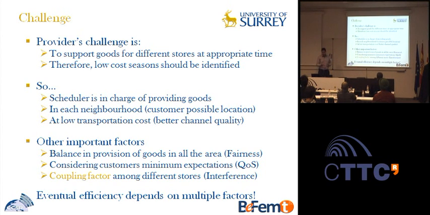So if we consider this picture, a scheduler would be the entity that is in charge of providing goods in different neighborhoods in the area, which are the customers' possible locations, as we mentioned, at the low transportation cost seasons, which reflects the better channel quality. There are other important factors that should be considered in this model. One is the balance in the provision of goods in different areas, which is the notion of fairness, and the other is the minimum expectations that users might have in the system, which is the quality of service. And another factor would be the coupling or some sort of competition between different stores that can be modeled in the form of interference. So as you can see in this generic picture, the eventual efficiency of the system depends on multiple factors.